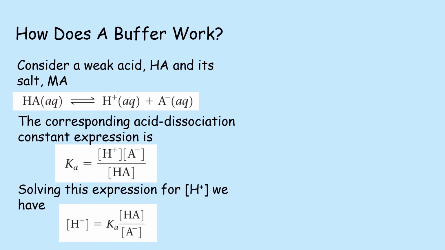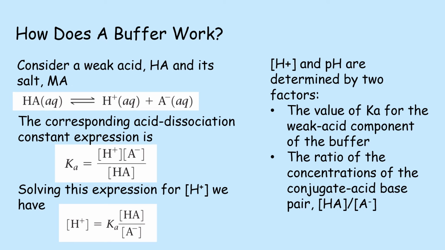And we see from this one, we can have the concentration of hydrogen ion equivalent to Ka multiplied by the ratio of your weak acid and its conjugate base. So we see from this expression that the concentration of hydrogen ion, and therefore pH, are determined by two factors. First, the value of Ka, or the acid dissociation constant for the weak acid component of the buffer, and the ratio of the concentrations of the conjugate acid-base pair, which is represented by the concentration of HA over the concentration of its conjugate base, or A minus.